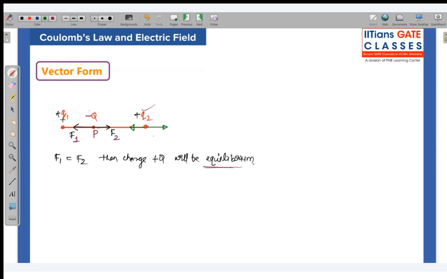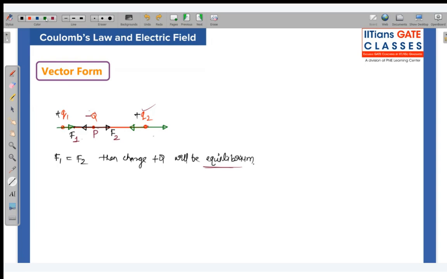Similarly, this Q1 is attracted by minus Q, so it will have this force, and this Q1 will be repelled by plus Q2, so this is the plus force. So again, in the Q1 charge also, the forces are opposite in nature. Hence, this can also be in equilibrium. Now you can see that all three charges have forces in opposite directions. And if the forces are in opposite directions, then they can be in equilibrium.